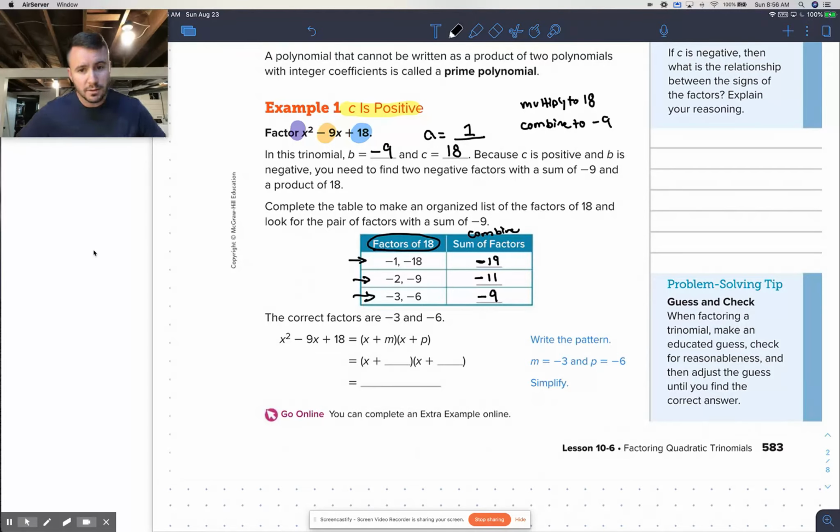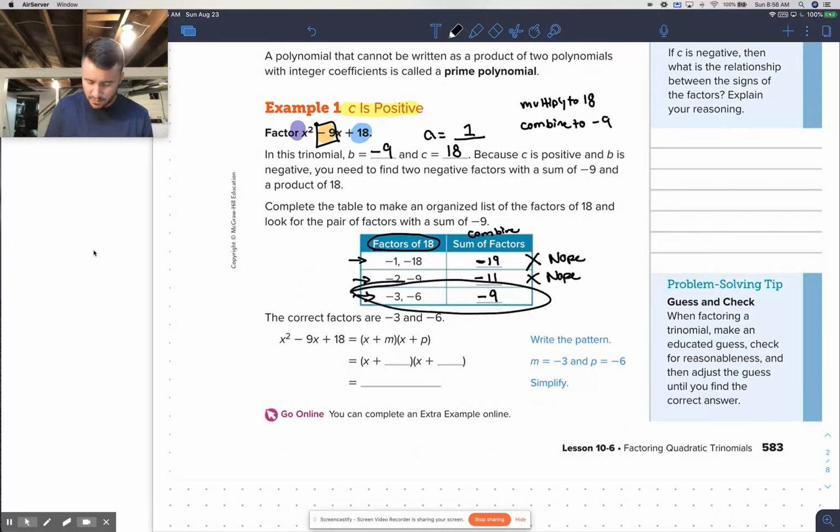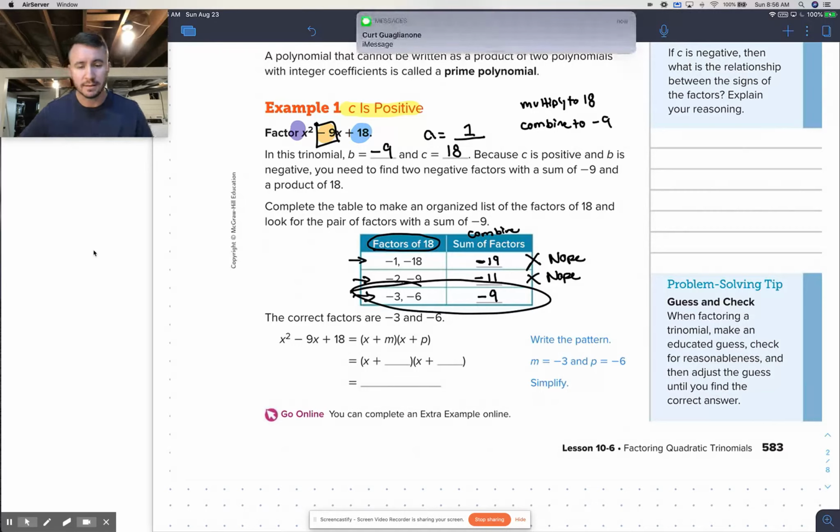So I'm going to let you think through that for a minute, which is our winning combination. Can't be the first two. Nope. And why not? Well, because although these two work to give you a factor of 18 when you multiply them, the -19 didn't work because we needed to make it a -9. So then you say, okay, well, this next one didn't work. Nope, because that once again gives you -11. But here's your solution here. -3, -6. When you multiply them, they give you 18, but when you add them, you end up with a -9.